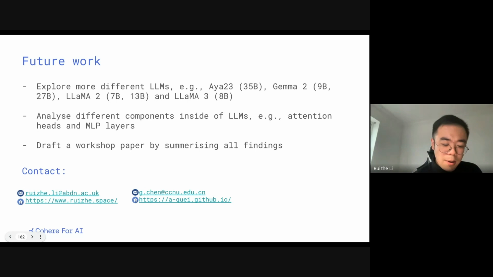For our future work, we plan to apply our methodology to more LMs, such as the Aya 23 35 billion model, Llama 2, and Llama 3. We also plan to analyze the different components inside LMs, such as the attention heads and MLP layers, and try to build the full circuit and understand each LM. Finally, we are currently drafting a workshop paper summarizing all findings. If you have further questions, feel free to contact us.